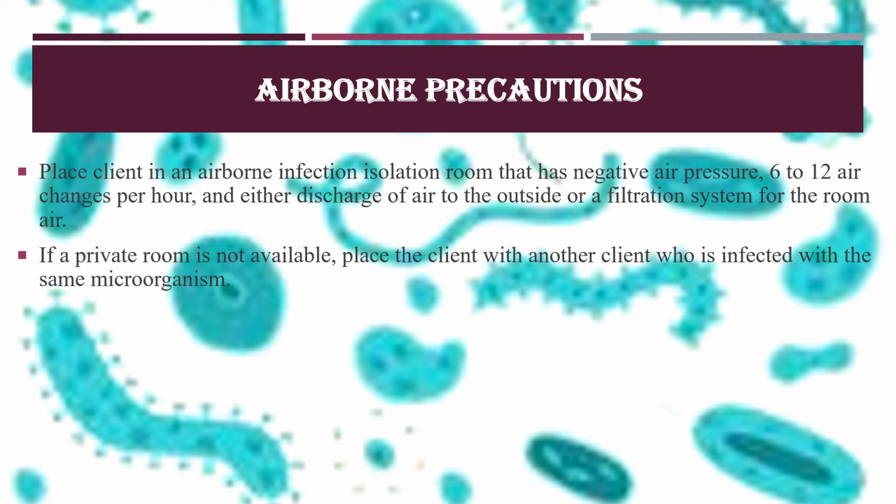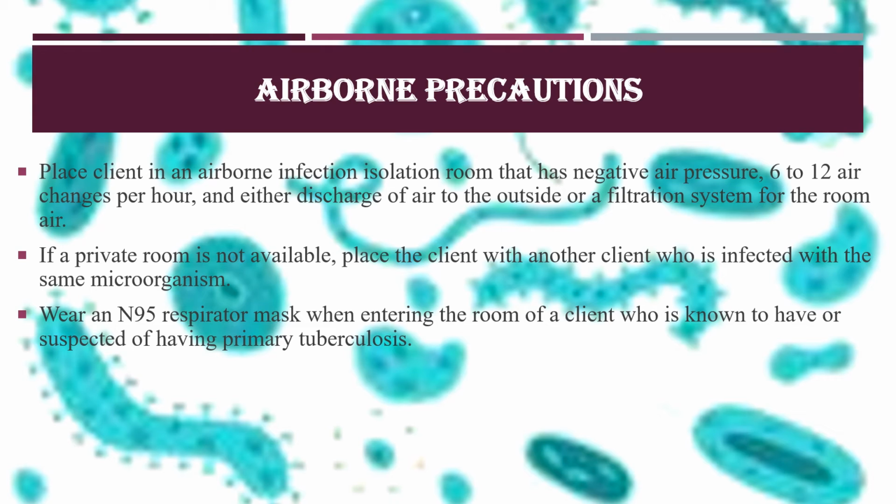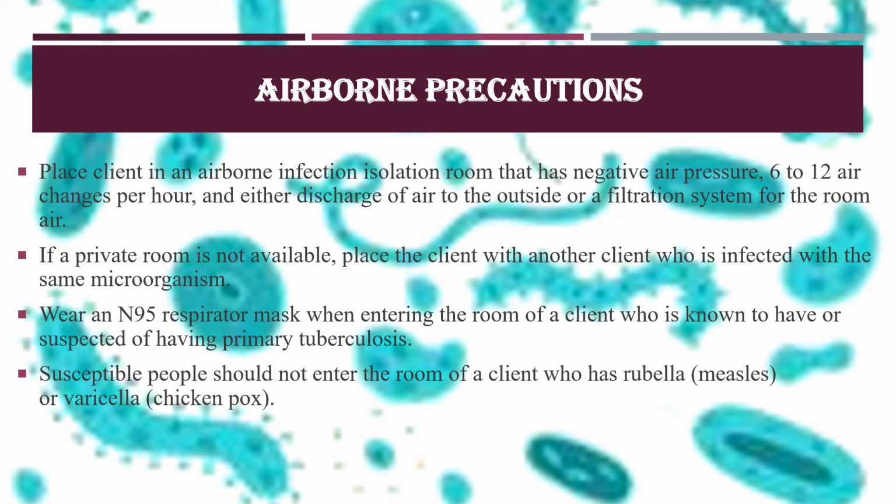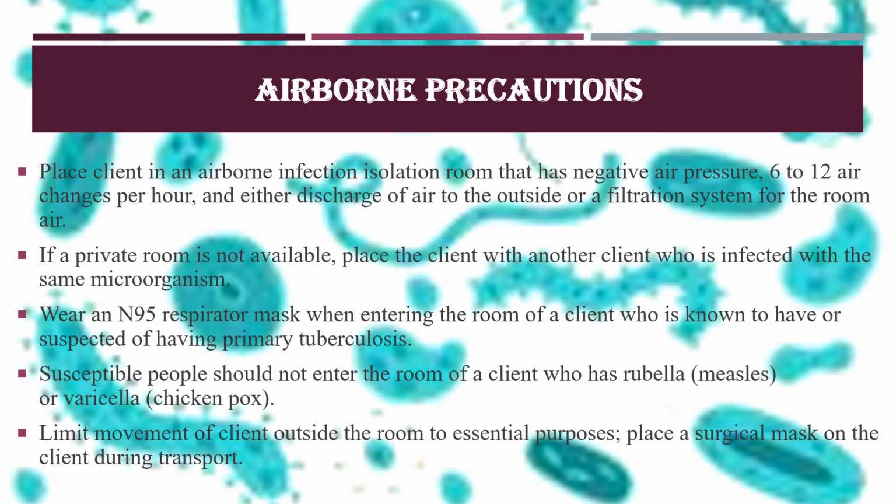If a private room is not available, place the client with another client who is infected with the same microorganism. Wear an N95 respirator mask when entering the room of a client who is known to have or suspected of having primary tuberculosis. Susceptible people should not enter the room of a client who has rubella or varicella. Limit the movement of the client outside the room to essential purposes. Place a surgical mask on the client during transport.